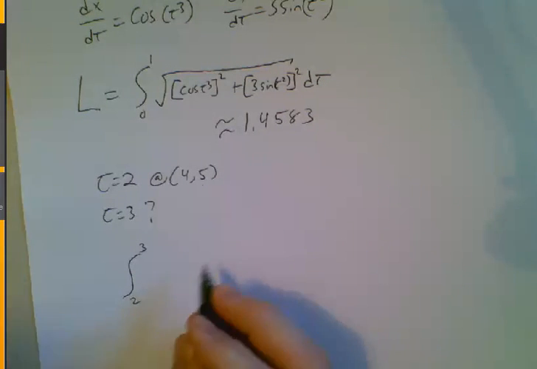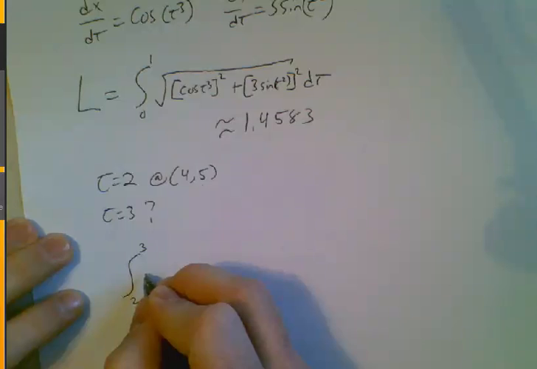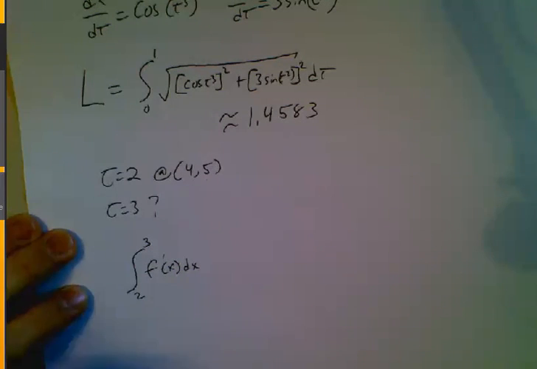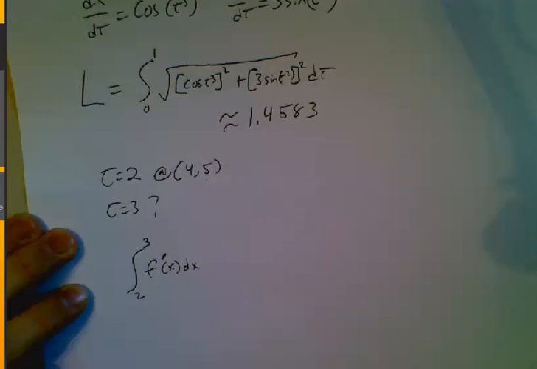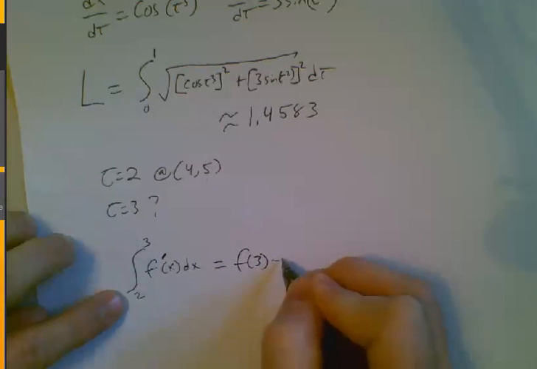I think I got to show this in period 7. I don't think we had time in period 3. So this is what I basically said. I said, what if I just generalize this like that? The integral from 2 to 3 of f prime of x. What would that be? Well, the antiderivative of f prime would be f, but I'd have to evaluate it at 3 minus 2.